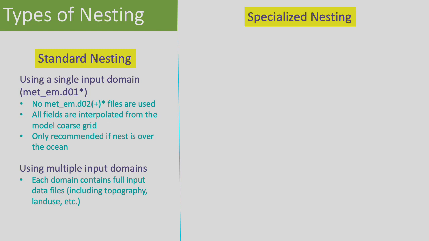There are also some specialized nesting options. There are two types of moving nest options. You can choose to build WRF for the specified moving nest option by choosing option 2, which is preset moves when you compile. However, this method can be very tedious to set up because in the namelist you have to specify every single move.